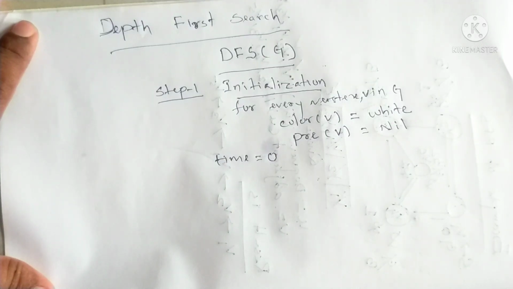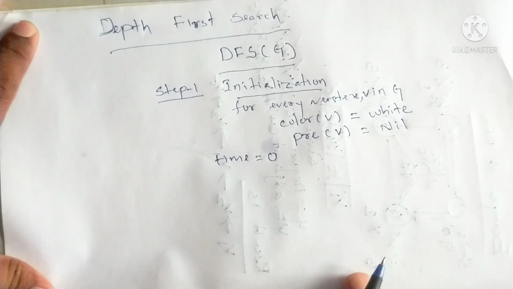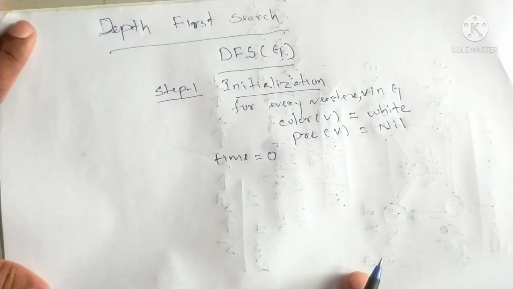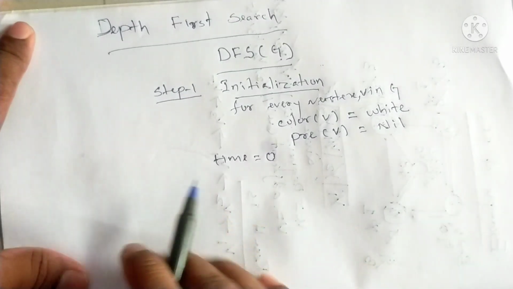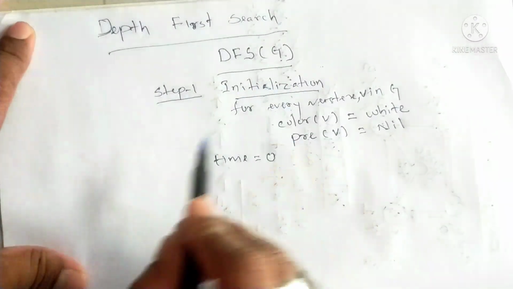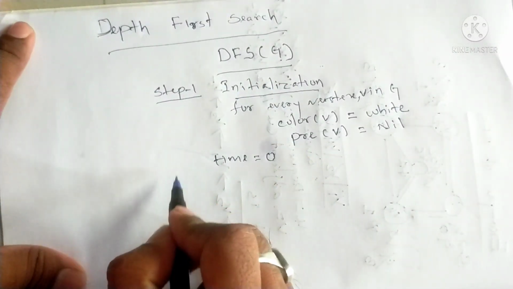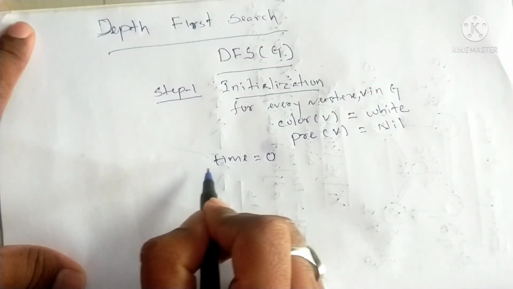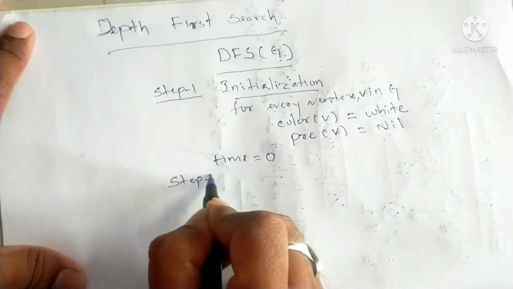So in your DFS, 2 types of time value will be applied over every vertex. One time is called the starting time, when you are going to visit the vertex. When the process is over, we are going to assign your final timestamp or final time value. That I will discuss later on. Then after doing the initialization, we will go for the starting of your DFS.